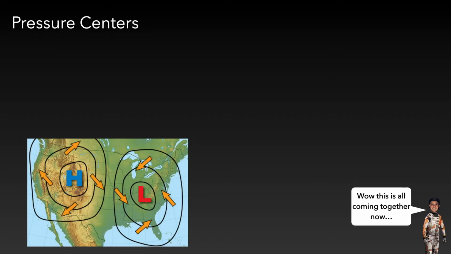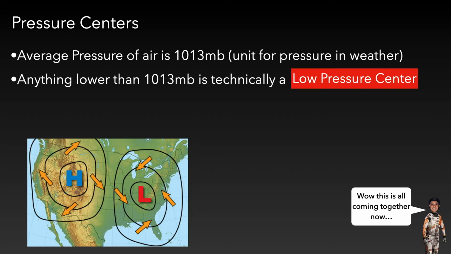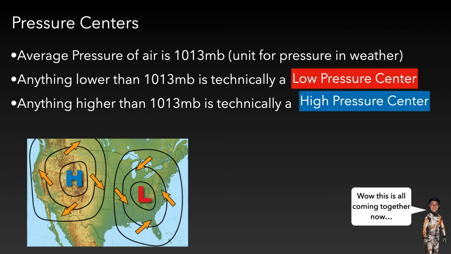So to move on, pressure centers themselves will play a huge role in predicting the future weather. One of the things that we need to remember and learn is that the average air pressure is 1,013 millibars. Now, a millibar is a unit that meteorologists use to measure pressure across the globe. Anything that has a number lower than 1,013 is called a low pressure center. Anything that is higher than 1,013 is a high pressure center. So 1,013 is sort of like the magic number.